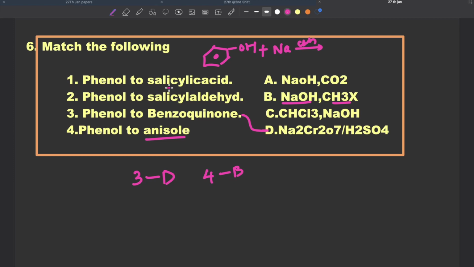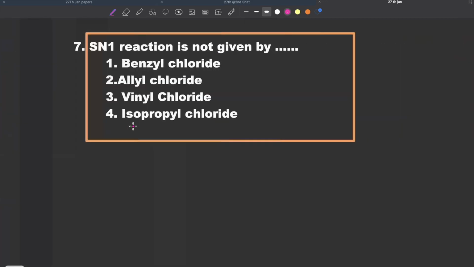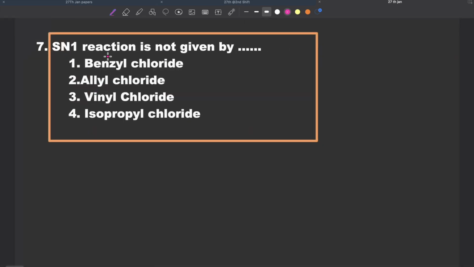And we have salicylic acid and salicylaldehyde. Salicylaldehyde is the most famous reaction, that is Reimer-Tiemann reaction. So 2 should be matching with C, and phenol to salicylic acid is with CO2. So option 1 goes with A, 2 goes with C, and these are the combinations. I didn't put the combinations here, you can select the better one here, right. So we'll move to the next question.